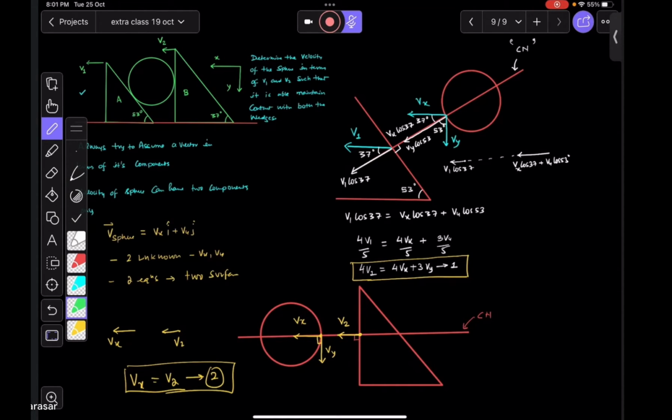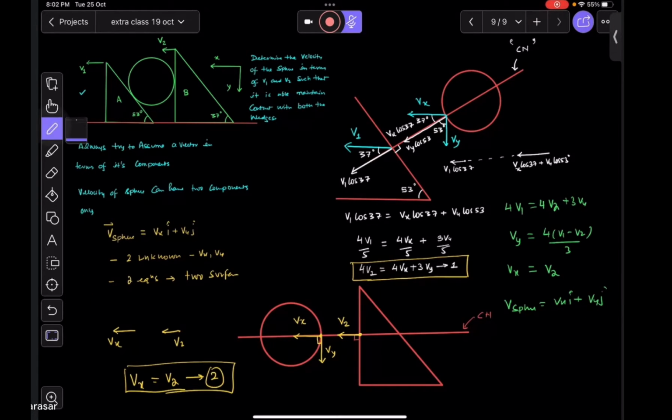Correct now? So what we have is 4V1 equals 4Vx, Vx is V2 only, plus 3Vy. So from this we will get Vy equals (4V1 minus 4V2) by 3. And Vx we have got as V2 only. So velocity of this sphere we know, or not? It is Vx i cap, Vy j cap. Copy this thing, everyone. I hope all of you understood this question.